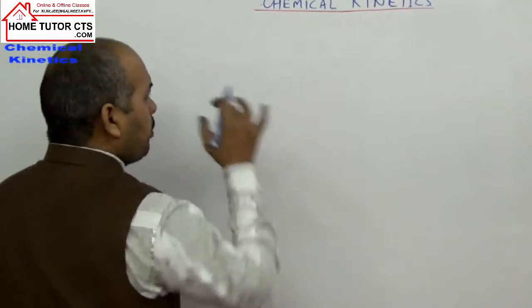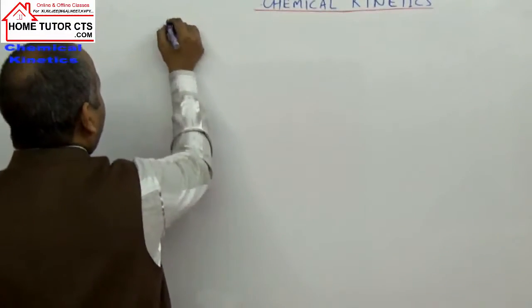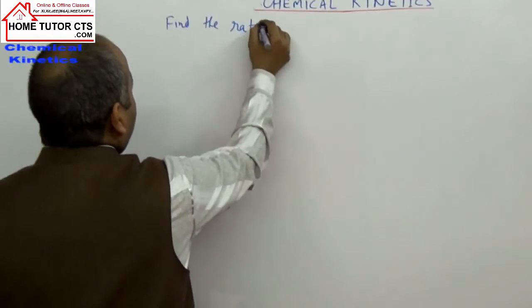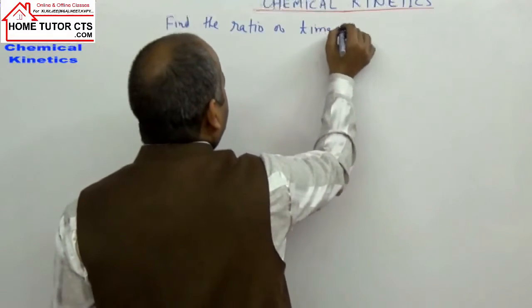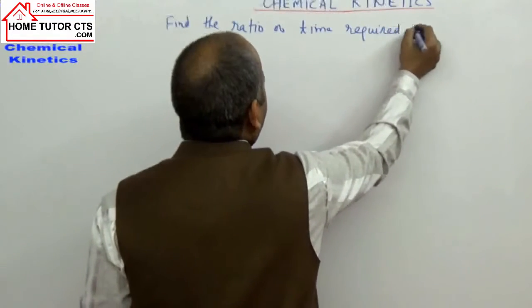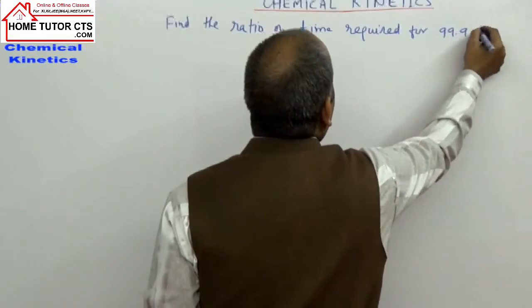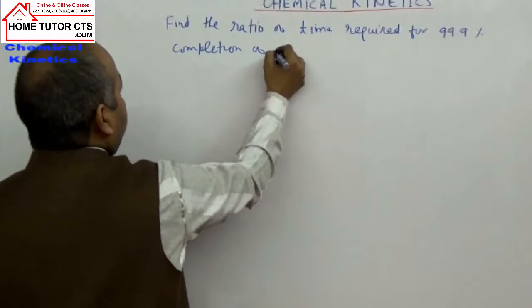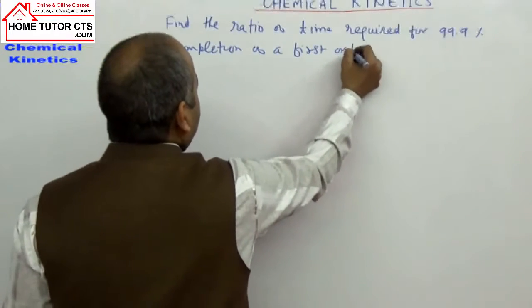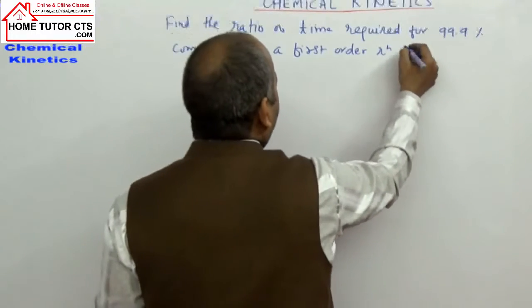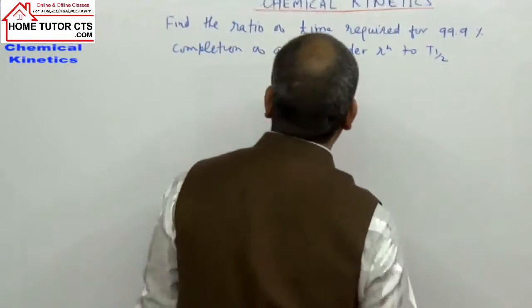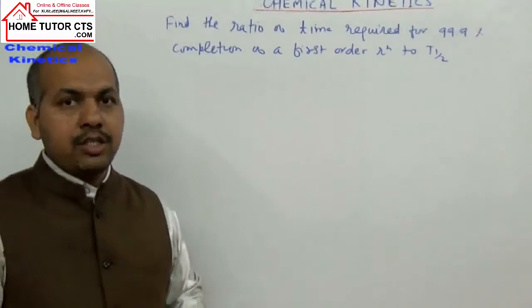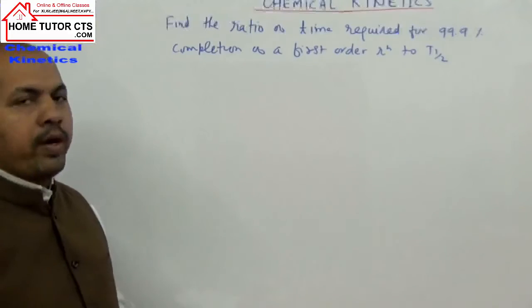Okay. One very common question given in examinations. Question दिया है, find the ratio of time required for 99.9% completion of a first order reaction to T half. Find the ratio of time required for 99.9% completion of a first order reaction to T half. That ratio of time is required.